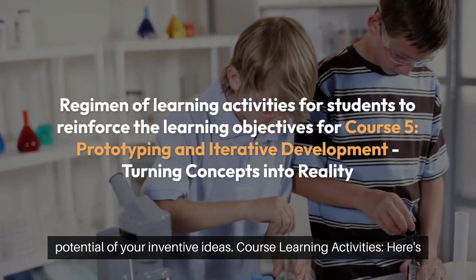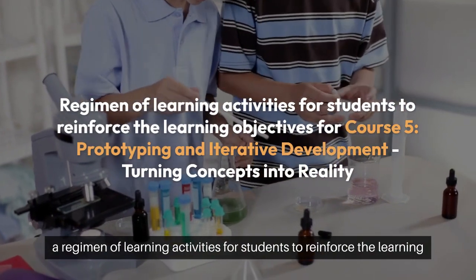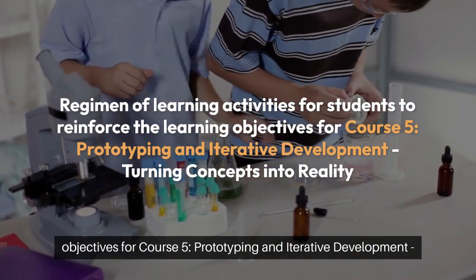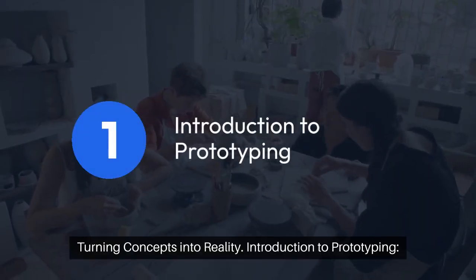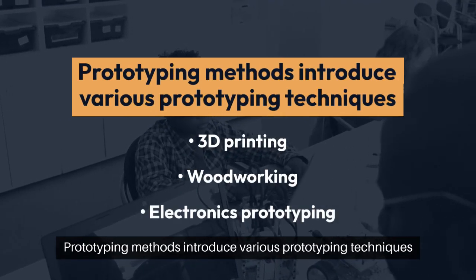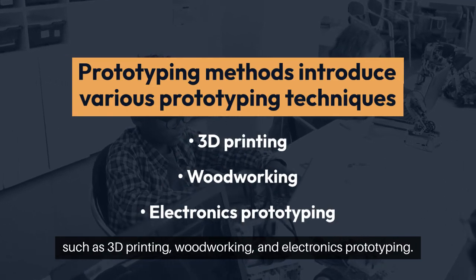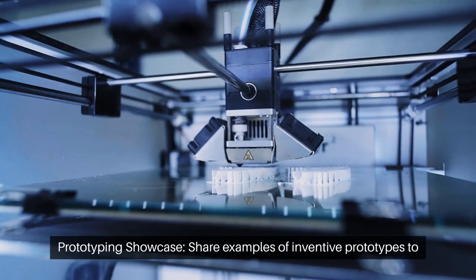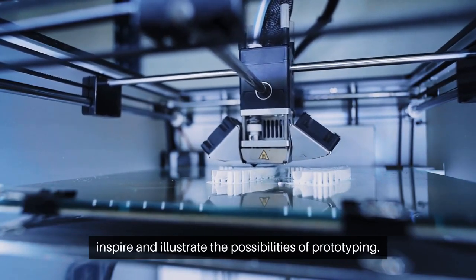Course learning activities. Here's a regimen of learning activities for students to reinforce the learning objectives for Course 5, Prototyping and Iterative Development, Turning Concepts into Reality. Introduction to Prototyping. Prototyping methods: introduce various prototyping techniques such as 3D printing, woodworking, and electronics prototyping. Prototyping Showcase: share examples of inventive prototypes to inspire and illustrate the possibilities of prototyping.